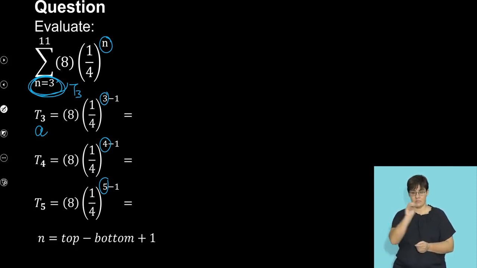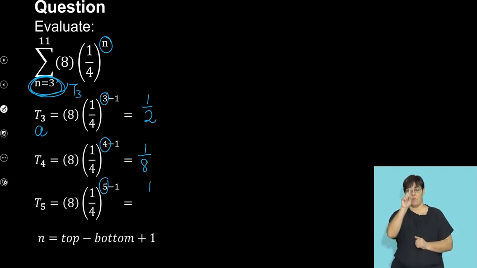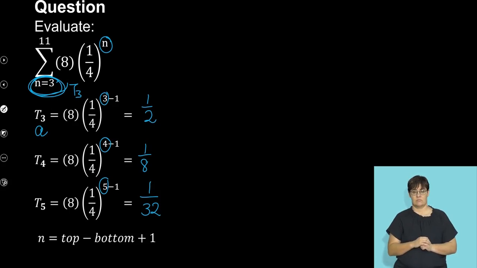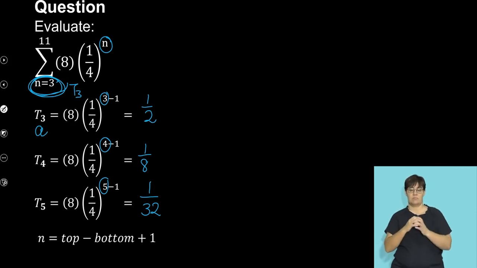So if you plug these 3 into your calculator, you will get a half, then an eighth, then 1 over 32. Those are the first 3 terms of this particular sequence, which actually creates our series. Great, so now that we actually have a, we can determine r because I have the first 3 terms.